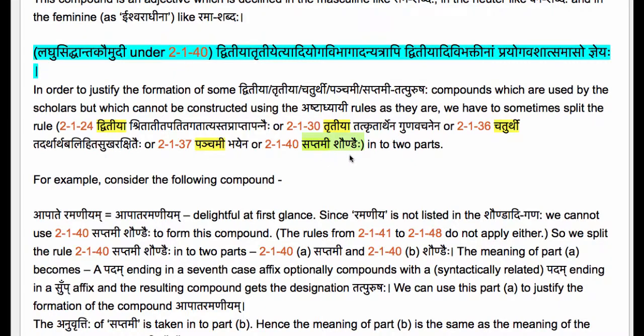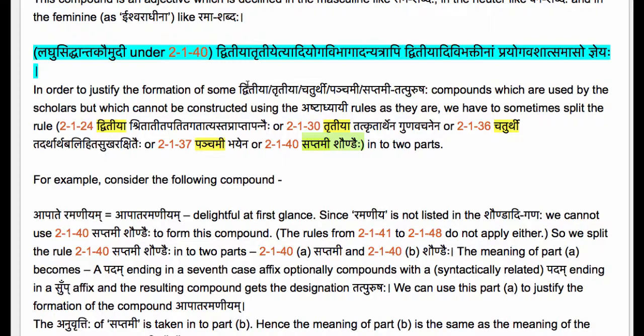Sutram 2.140 is Saptami Shaundaihi, which of course we have studied. After that, the Laghu Siddhanta Kaumudi clarifies how this technique of yoga vibhagaha, rule splitting, is used to justify certain tatpurusha compounds. Yoga vibhaga is a technical term. In this context, yoga means a sutram. Vibhaga, of course, means division. So you divide a sutram into two parts. That's what yoga vibhaga means.